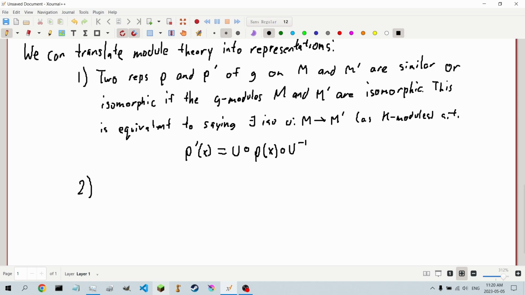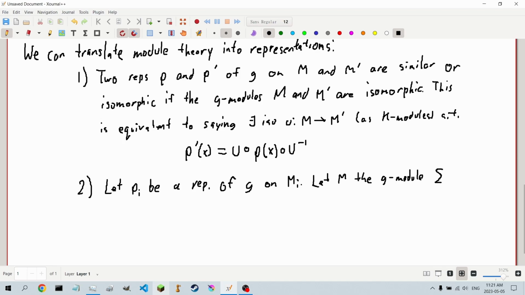Second condition. We're going to let rho i be a representation of G on a module Mi across various i's in an indexing set. Going to let M be the G module which is the direct sum of these Mi's as G modules.